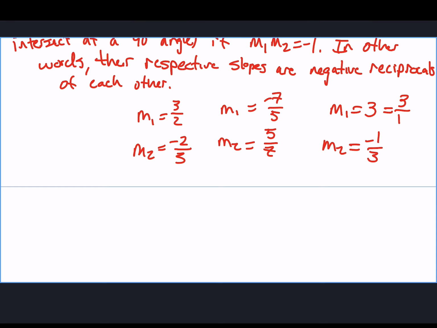Is this the keep change flip thing? That is when we divide fractions. But yes, that is something we use. This is just flip and change the sign.